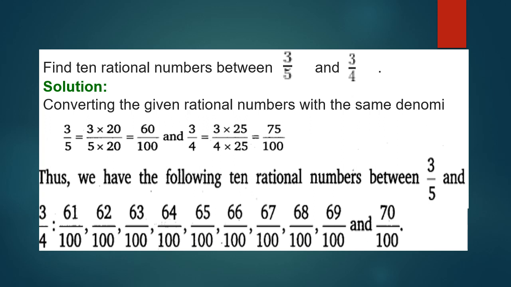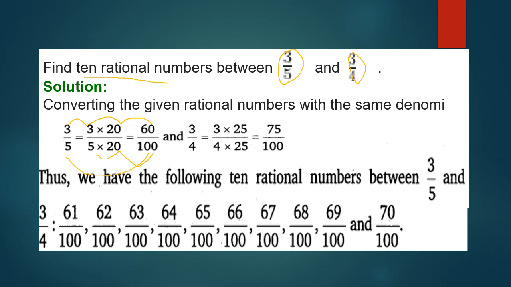Children, here we want to find the 10 rational numbers between 3 by 5 and 3 by 4. Converting the given rational numbers to the same denominators. 3 by 5: let us multiply both numerator and denominator with 20. So 3 20s are 60, 5 20s are 100. So the equivalent fraction for 3 by 5 is 60 by 100.